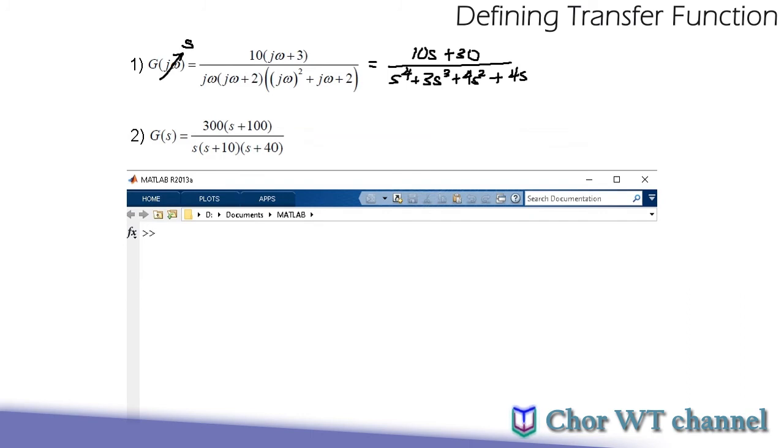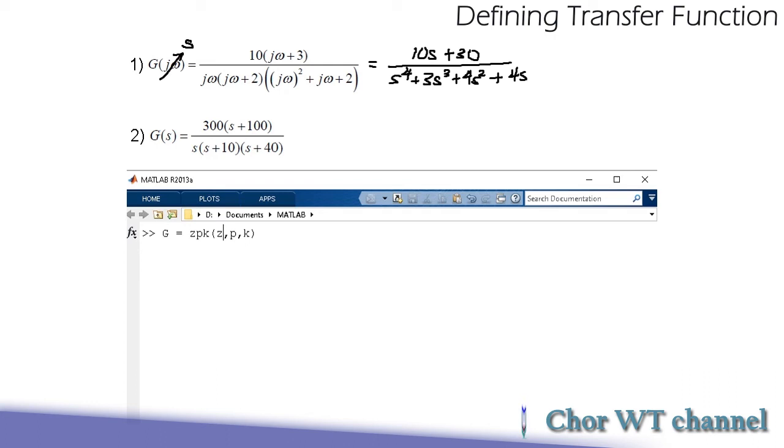We go to example number 2. And you can see here, example 2 is in the pole-zero form. That means all the terms are nicely factored into their poles and zeros accordingly. So in this case, we will be using another command called zpk, zero-pole-gain. zpk takes in three parameters. The first one is the zero, followed by the poles, and lastly the gain.